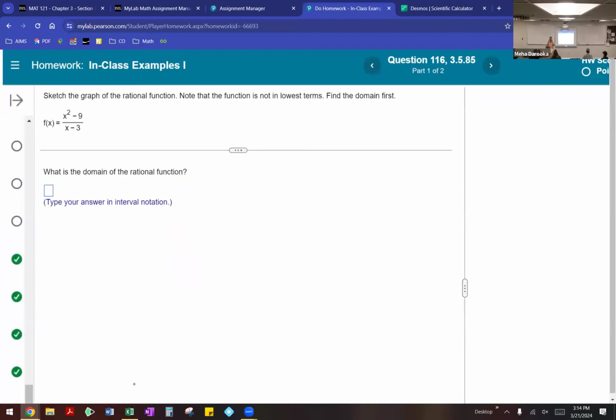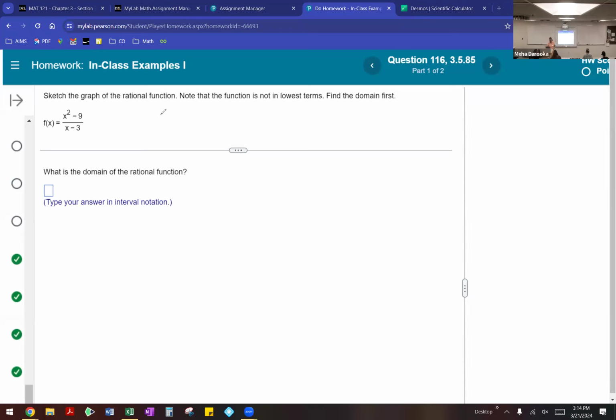So you can see the first thing they're asking us to do is find the domain. You will also notice at the top of the question, they're telling us that this function is not in lowest terms. So this is actually what I was talking about before. Your graph will behave a little bit differently because it's not given to us in lowest terms. But let's start by finding the domain first.